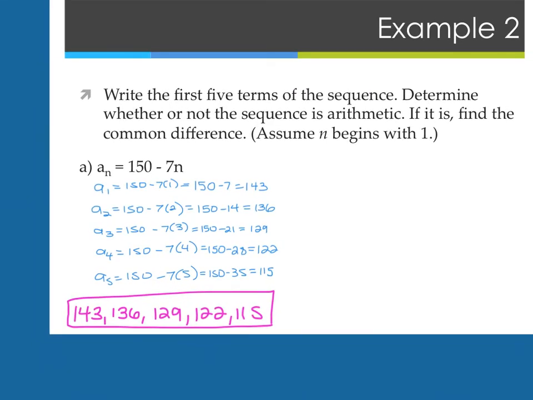Second part says determine whether or not the sequence is arithmetic. So are these changing in the same interval? The difference from 143 to 136 is what? -7. How about 136 to 129? Same, right? 129 to 122, -7, 122 to 115, -7. So this is also arithmetic. This time, because it's decreasing, right? d is -7.